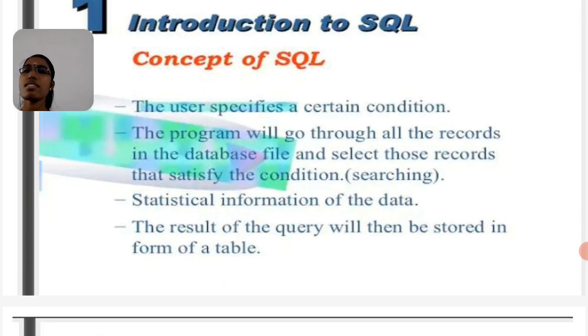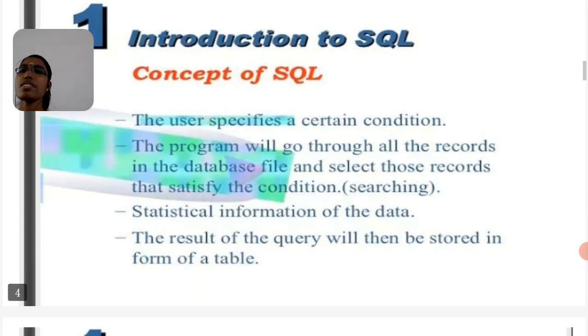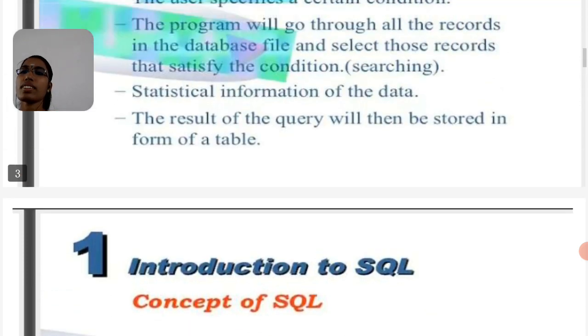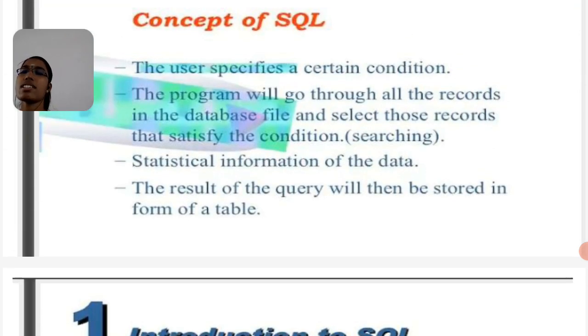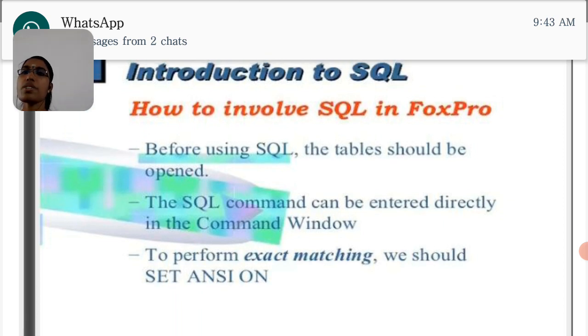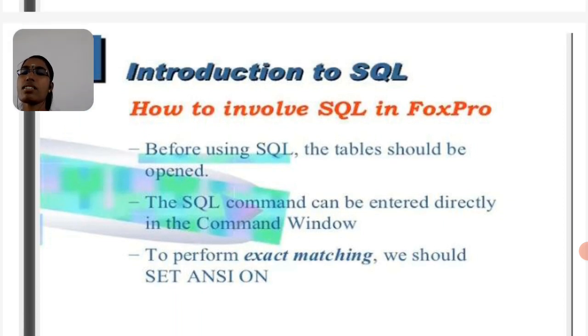The user specifies a certain condition, the program will go through all the records in the data files and select those records that satisfy the condition. The result of the query will then be stored in the form of a table. Next, how to invoke SQL in FoxPro.